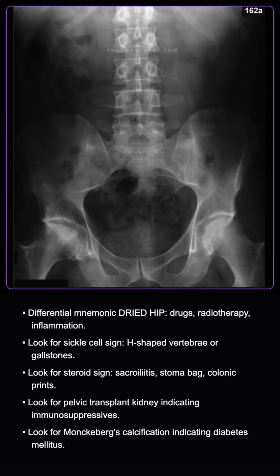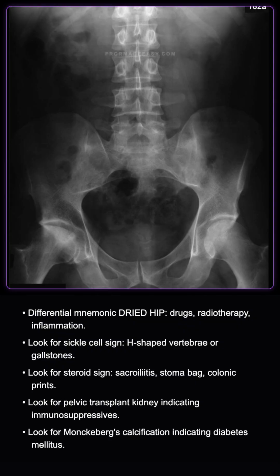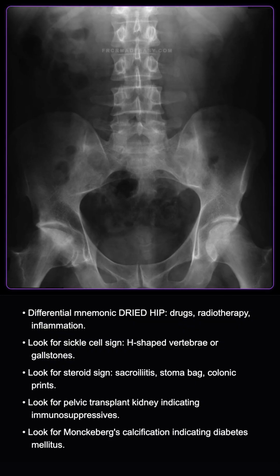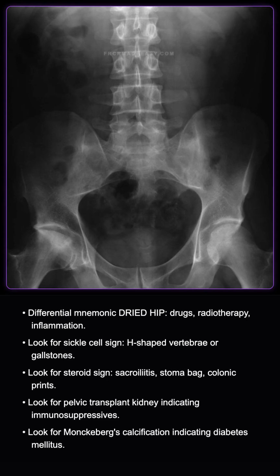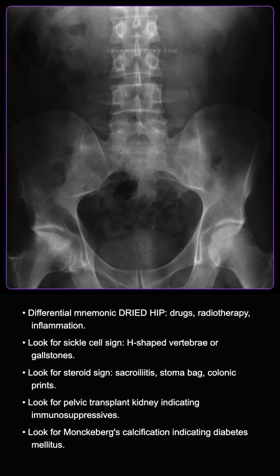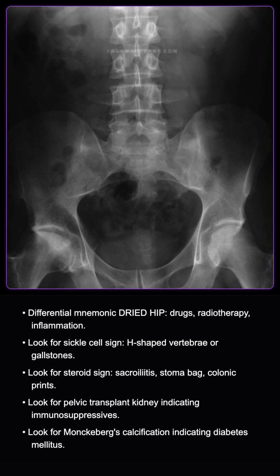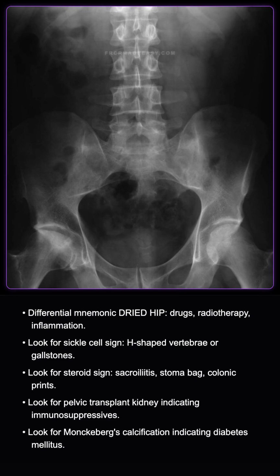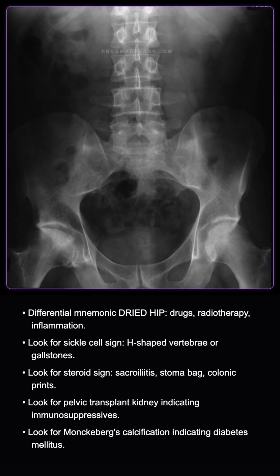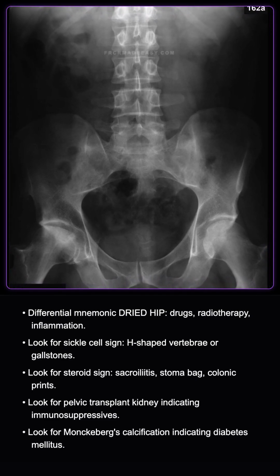On pelvic or abdominal radiographs, we look for ancillary clues. H-shaped vertebrae, gallstones, or splenic calcification suggest sickle cell disease. Sacroiliitis, a stoma bag, or colonic thumbprinting suggests steroid therapy for seronegative arthropathy or inflammatory bowel disease. A pelvic transplant kidney suggests immunosuppressive steroid use, and vascular calcification points to diabetes.